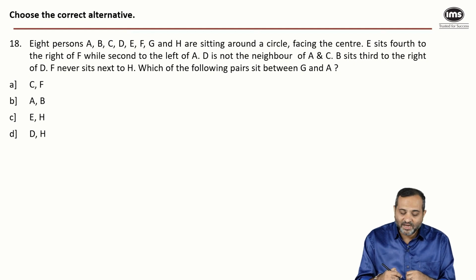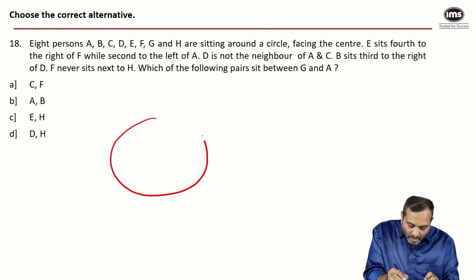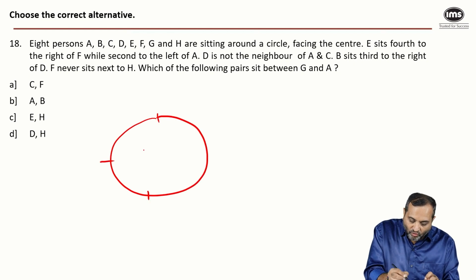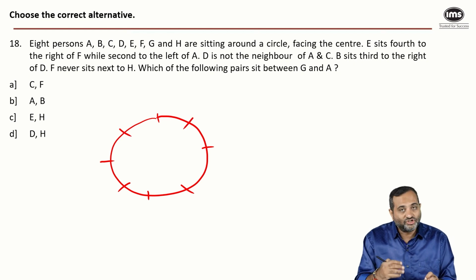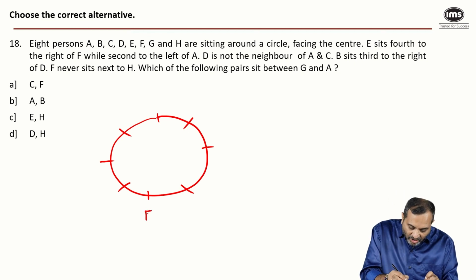8 people are sitting around a circle facing the center. So let me form a circle with positions for 8 people. Let's look at the conditions. E sits fourth to the right of F. So let me assume F is here. So first to the right, second to the right, third to the right. So fourth to the right meaning E will come here.